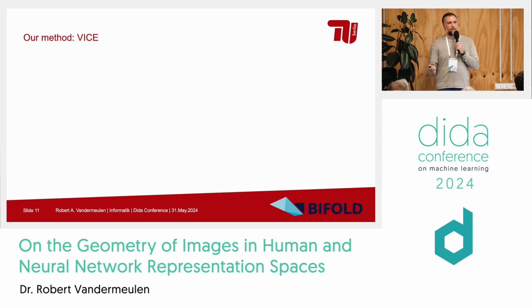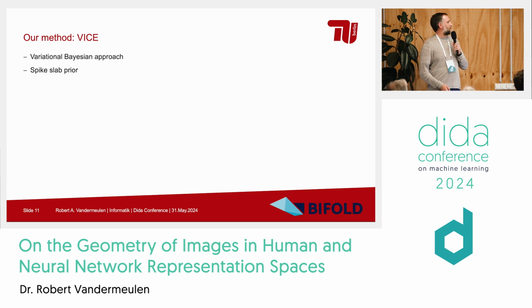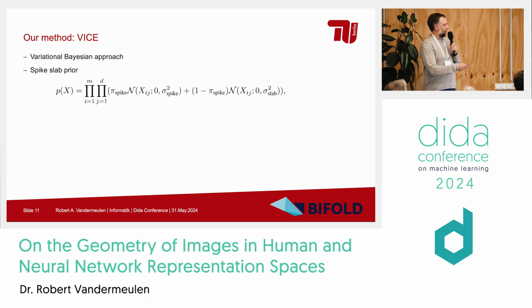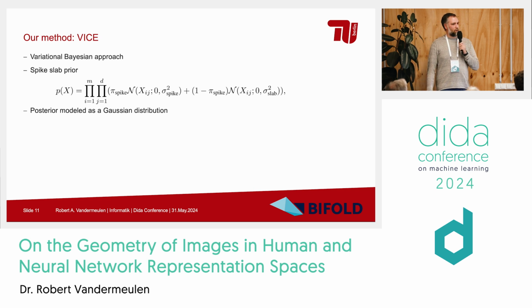Okay, so our method is Weiss, and this is our first contribution, but this is more to set up for the rest of the talk. We use a variational Bayesian approach to this with a spike-and-slab prior to get sparse representations. So here's a prior, and I'm not going to go much into the details here. It's a Bayesian approach, and then the posterior is modeled via a Gaussian distribution using variational Bayes. So we model the posterior like this.